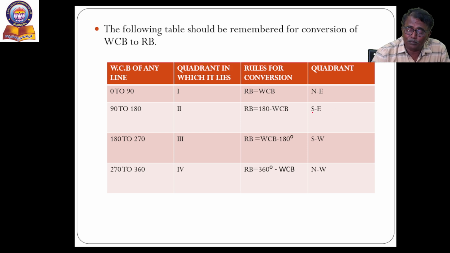The quadrant to be mentioned is southeast. When the whole circle bearing of the line lies between 180 and 270 degrees, the quadrant in which it lies is the third quadrant. Reduced bearing is given by whole circle bearing minus 180 degrees, and the quadrant to be mentioned is southwest, S theta W. When the whole circle bearing is 270 to 360 degrees, it lies in the fourth quadrant. Reduced bearing is equal to 360 degrees minus whole circle bearing, and the quadrant mentioned is northwest.